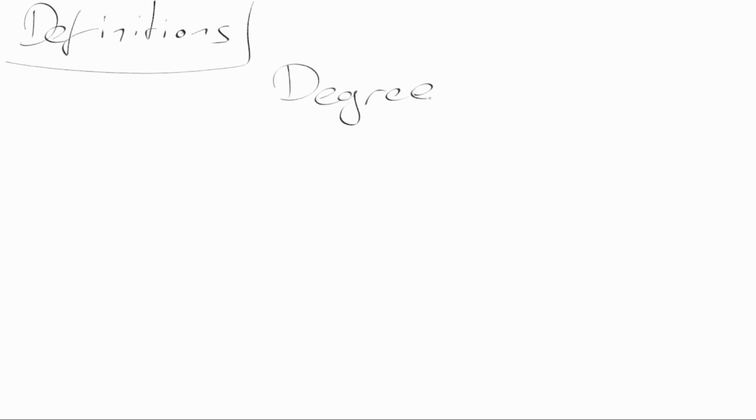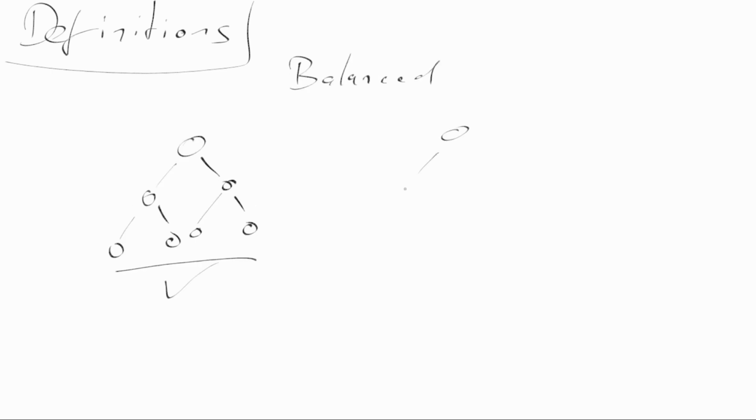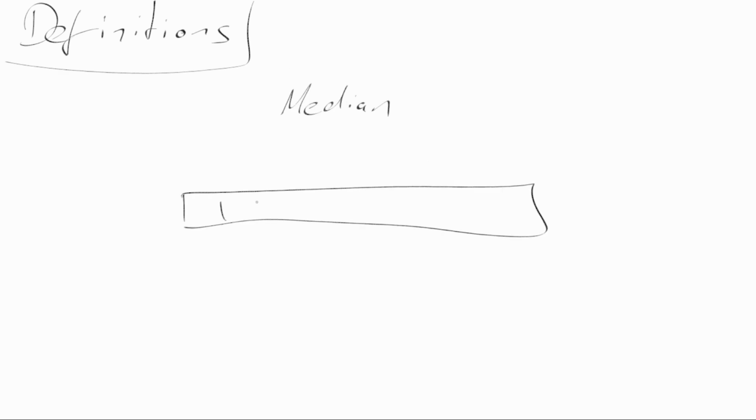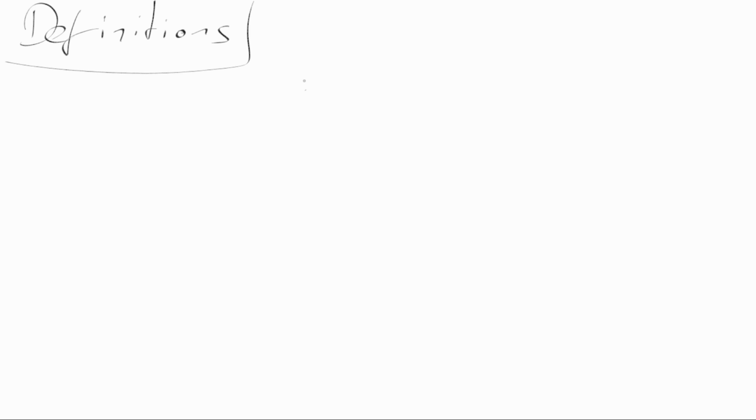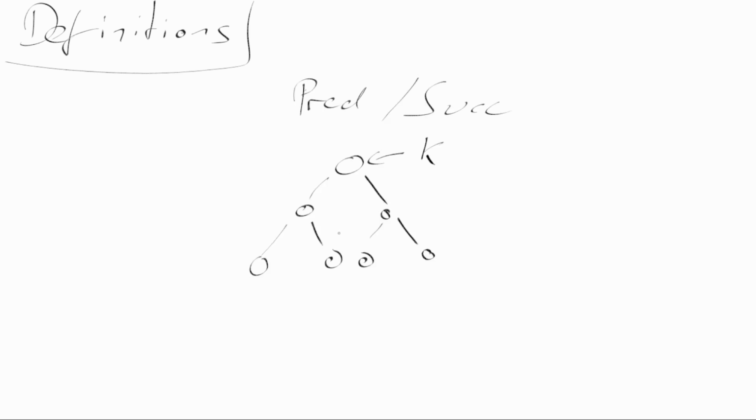The degree or branching factor of a tree or a graph is the number of children each node has. A balanced tree is one where all the leaves are on the same level. The median is the point in the middle of your dataset if you sort it. The predecessor is the largest key that is smaller than the key that you're looking at, and the successor is the analog just for the smallest key that is larger than the key that you're looking at.